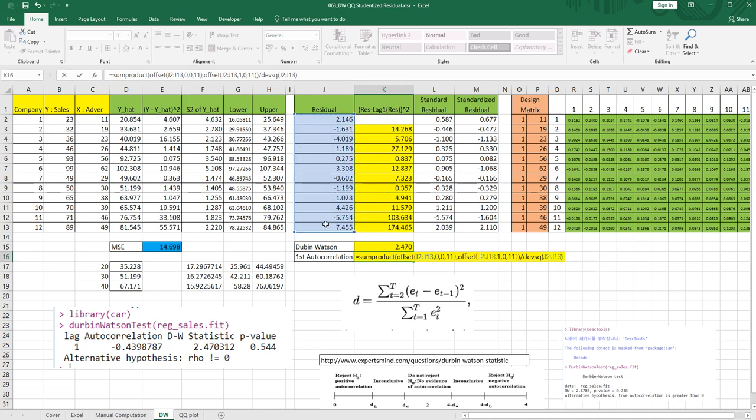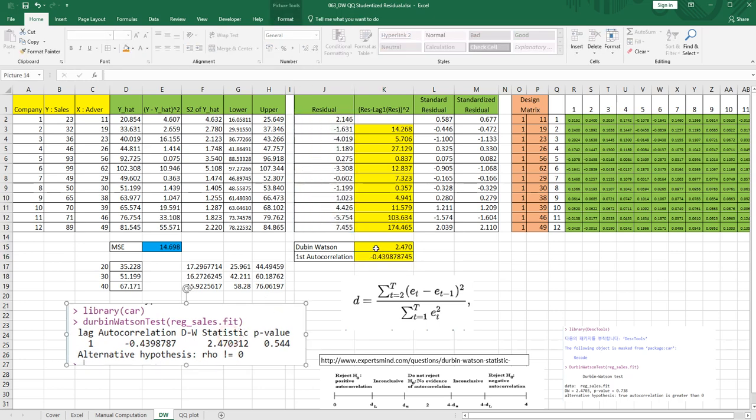And to apply the array form, you need to press Ctrl Shift Enter together. So Ctrl Shift Enter. Right. So as you can see, we get the same statistic, 2.47 here. First autocorrelation is minus 0.4398 here. Right.